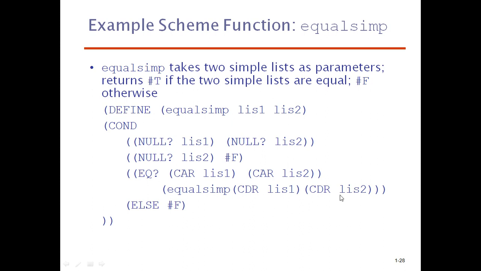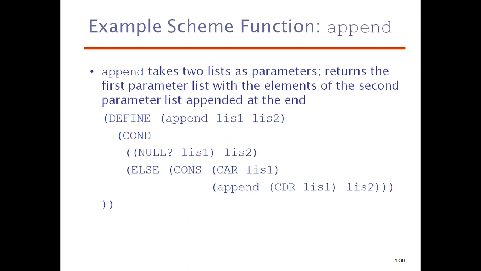Now we'll see one more program in which the append operation takes place. Append takes two lists as parameters and returns the first parameter list with the elements of the second parameter list appended at the end. So here, as usual, to define a function, define append list1 list2. Now the condition is to check whether the given list is empty or not. So null list1, then directly print list2.